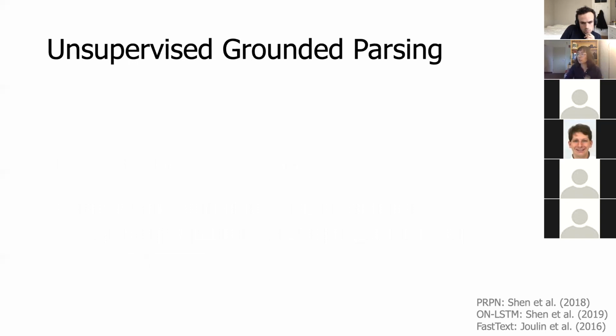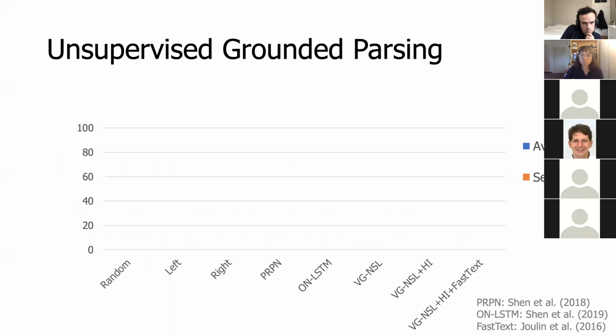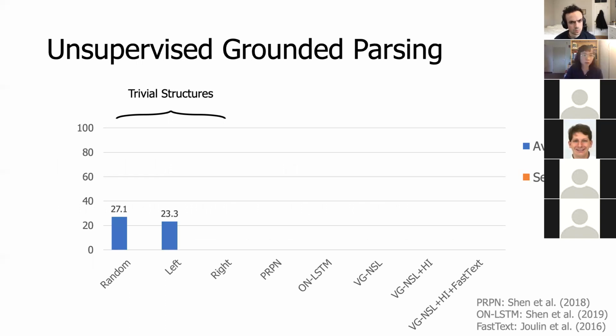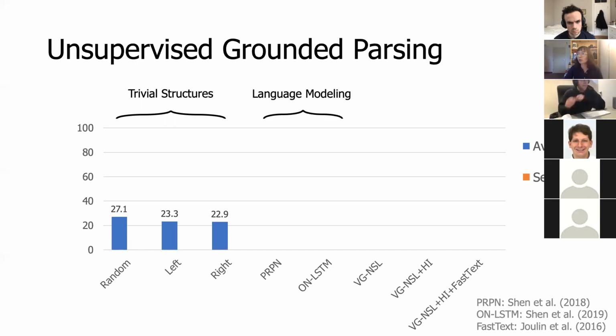So we first look at these metrics for unsupervised grounded parsing. We will compare our model with 2 groups of baselines. The first group is so-called trivial structures, including just random trees. Basically, we just randomly combine every 2 consecutive words during the parsing, and also purely left-branching trees, where the tree always looks like a purely left-branching one, and also purely right-branching ones. And we also compare our model with prior art for unsupervised parsing based on language modeling, including PRPN and the Ordered Neurons model.